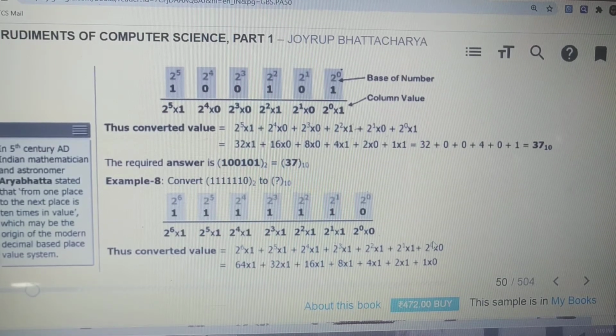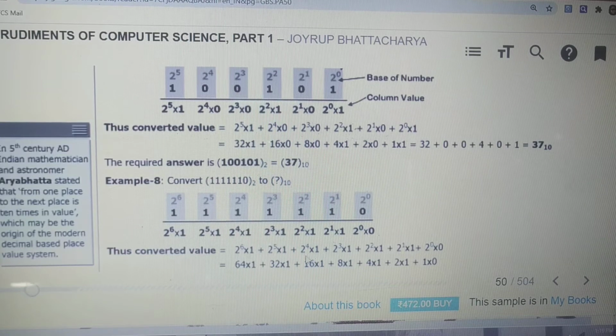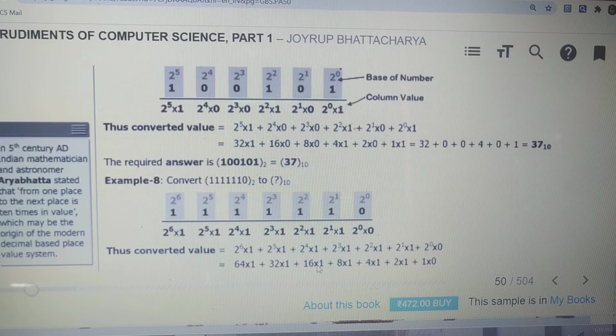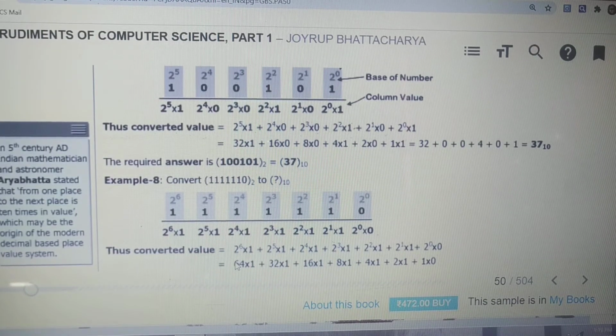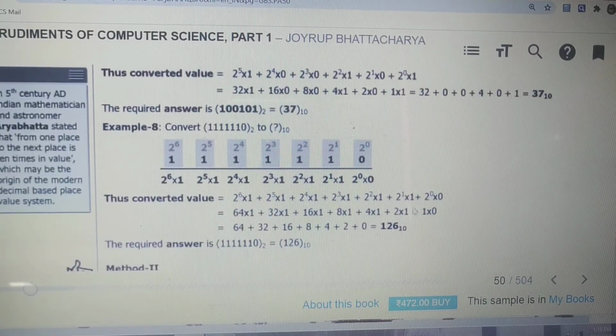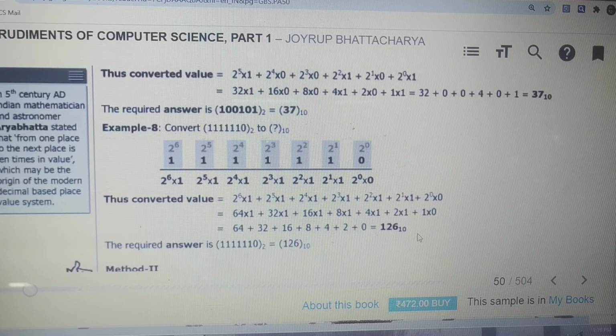2 to the power 0 means 1, and 1 into 0 is 0. 2 to the power 1 means 2, 2 into 1 is 2. 2 squared means 4, 4 into 1 is 4. 2 to the power 3 means 8, 8 into 1 is 8. 2 to the power 4 is 16, 16 into 1 is 16. 2 to the power 5 means 32, 32 into 1 is 32, and 2 to the power 6 means 64. We add all of those, and the total is 126. In this way we do binary to decimal conversion.